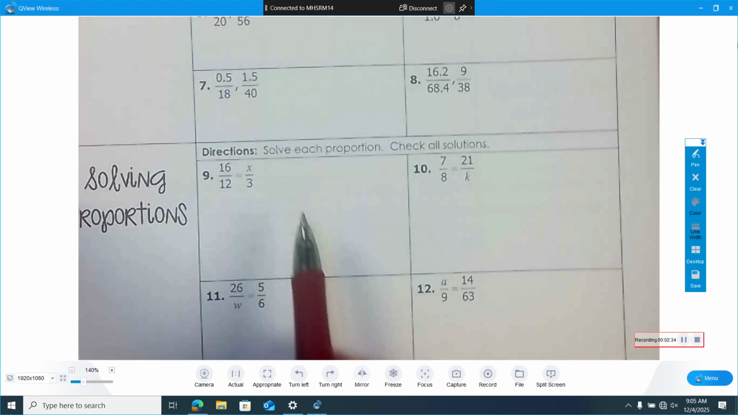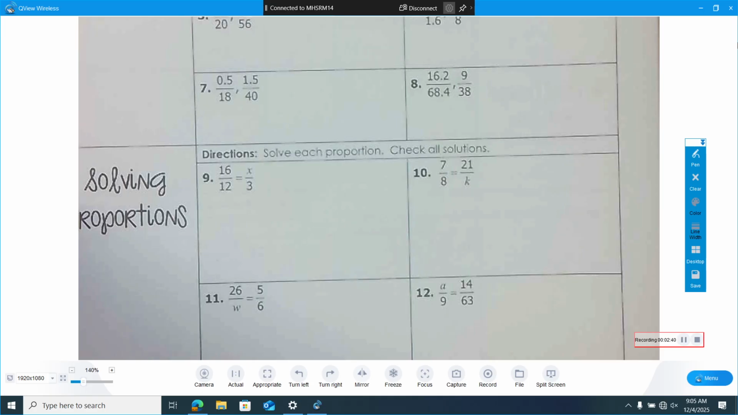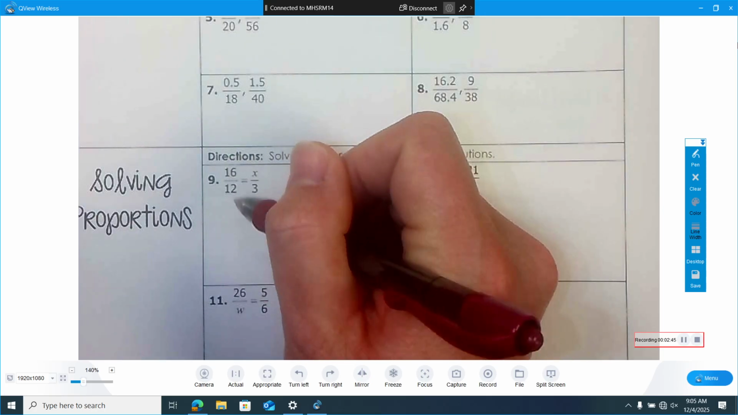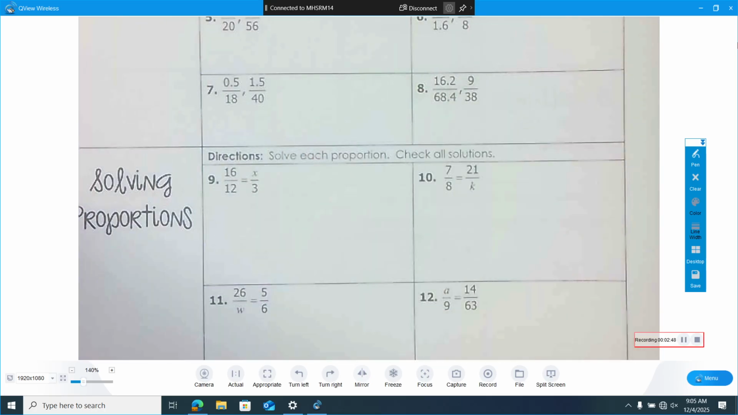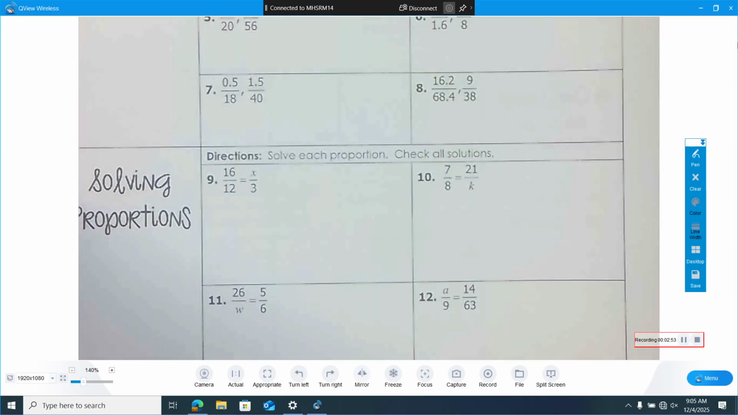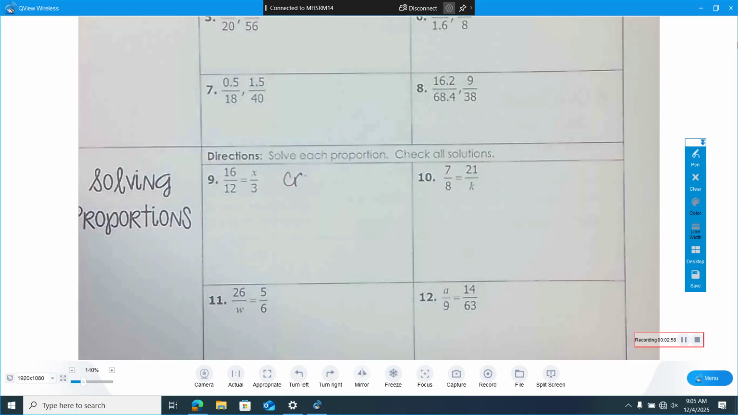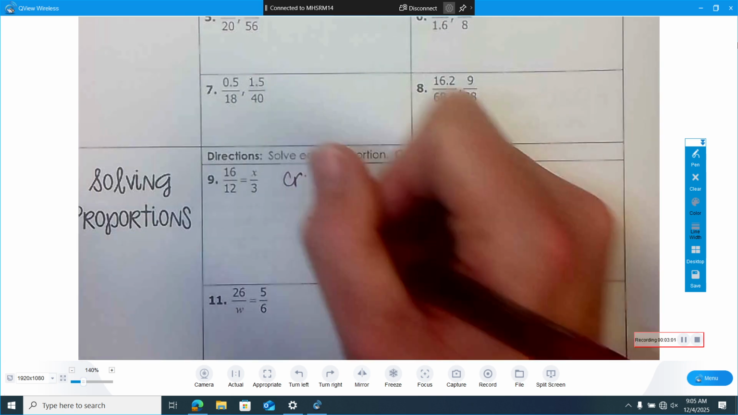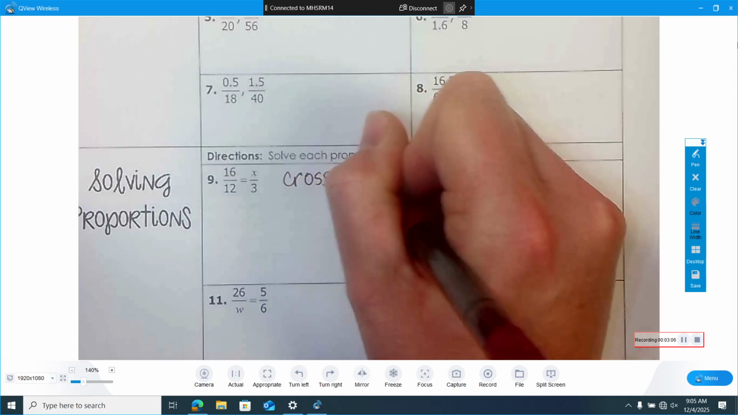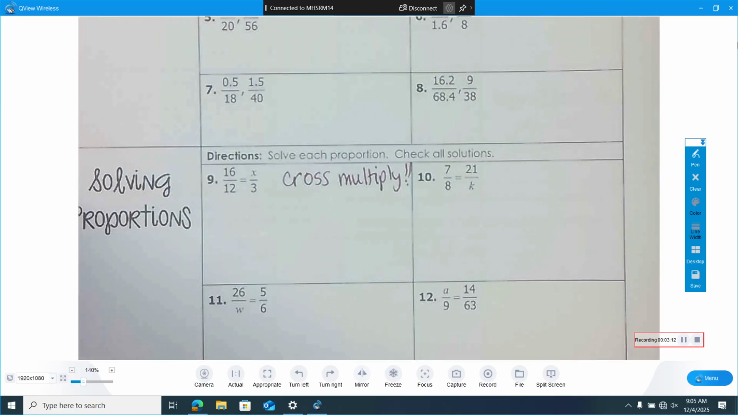number 9. We want to solve each proportion and check your solution. Again, it's an equation, so anything that's an equation we can plug back in and check. So we have a fraction equal to x over 3. This is a proportion, a fraction equal to a fraction. There's more than one way to do this, but I'm going to do it the same way every time. We're going to cross multiply.